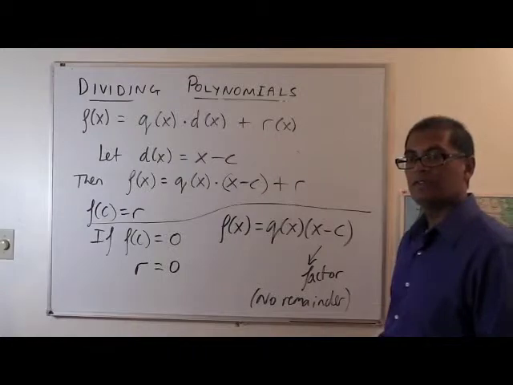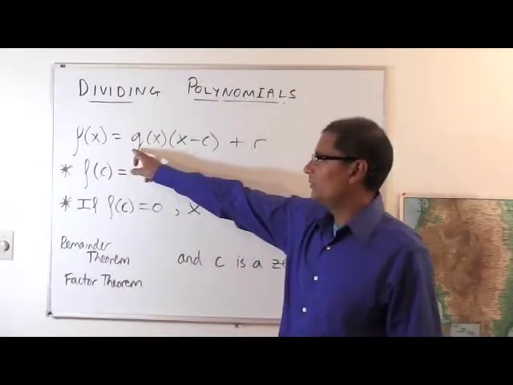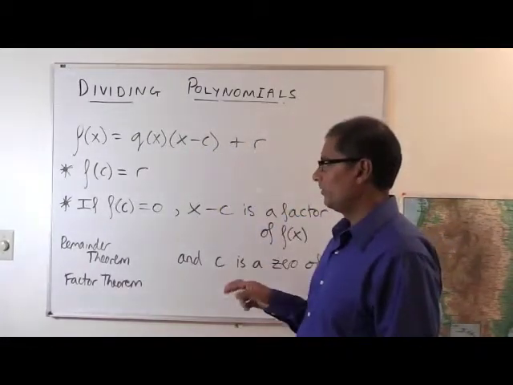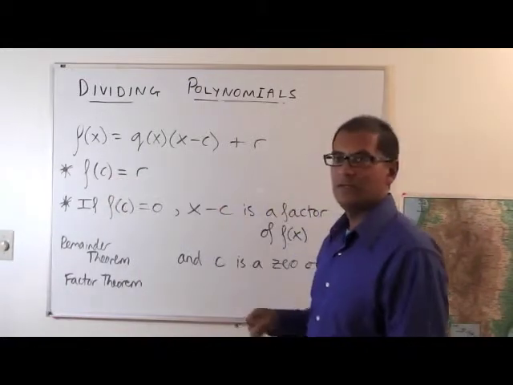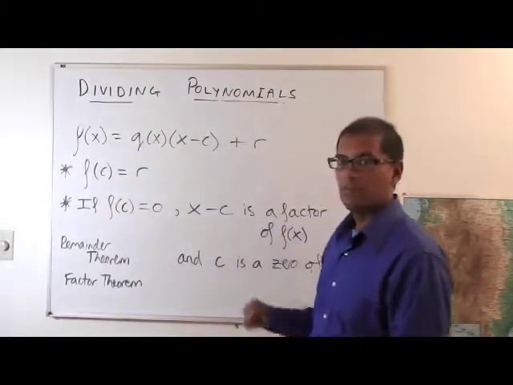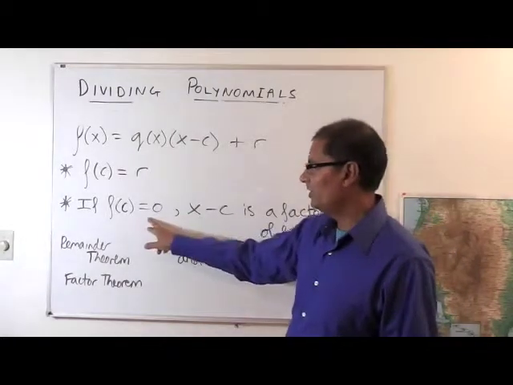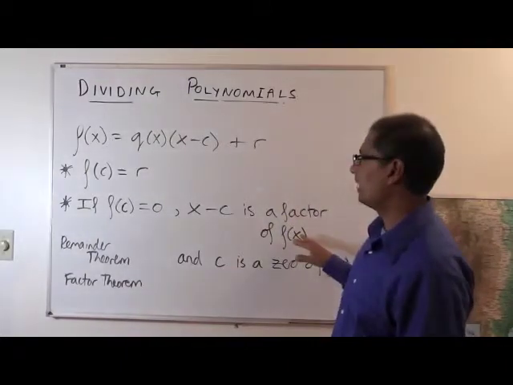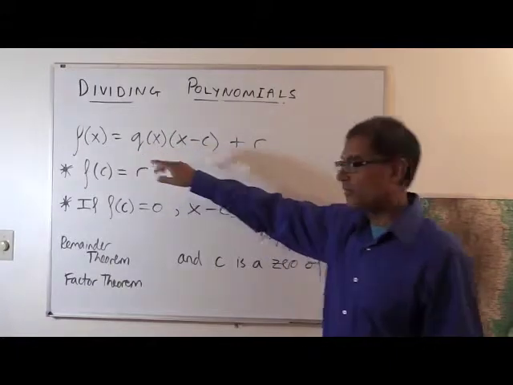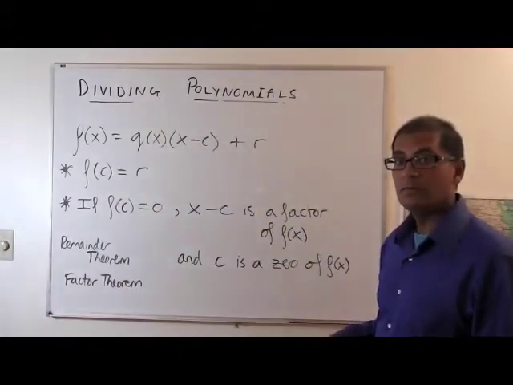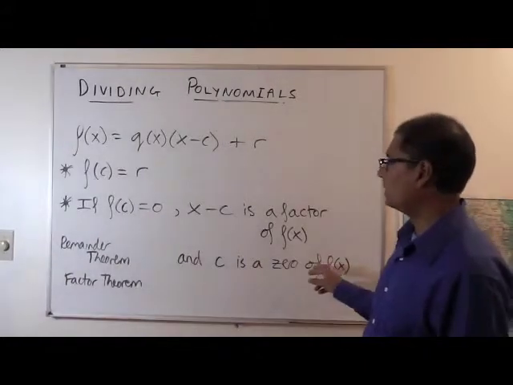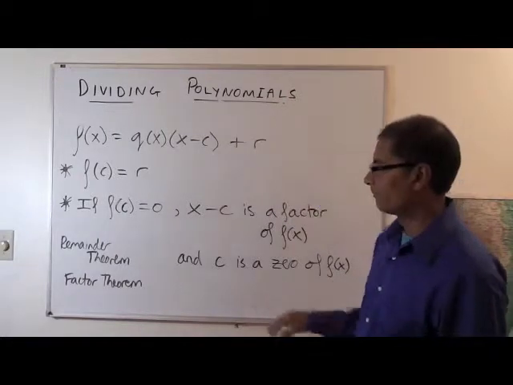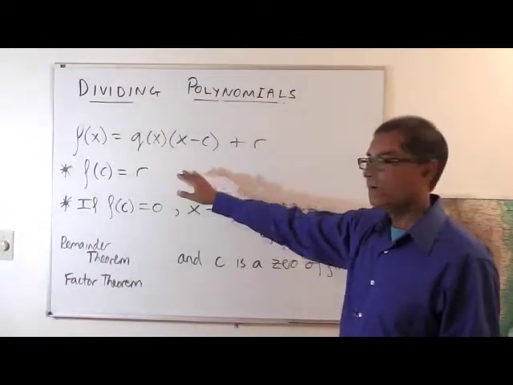So let's summarize this. We have our algorithm, f of x equals the quotient times x minus c, my divisor, plus the remainder. We've seen that f of c is actually the remainder: plug c into my function and get the remainder. In addition, if f of c is 0, that means the remainder is 0, that means x minus c is a factor of f. If x minus c is a factor of my function, that means c is a 0 of my function. Why is that? Because c minus c would give me 0. So those two theorems are called the remainder theorem and the factor theorem.